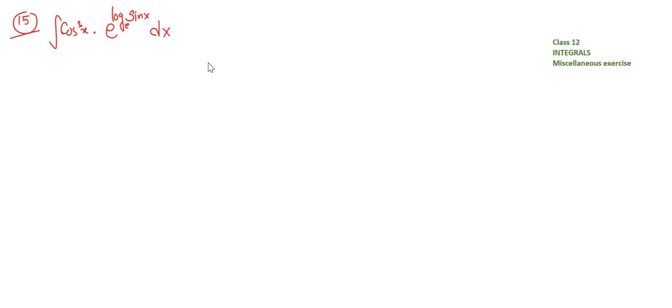Hey guys, this is question number 15 from Miscellaneous exercise. You remember the formula e raised to power log base e of x is always x. So e and log cancel each other. If here we have e raised to power log sin x base e, then this becomes sin x. So e and log kind of cancel each other.